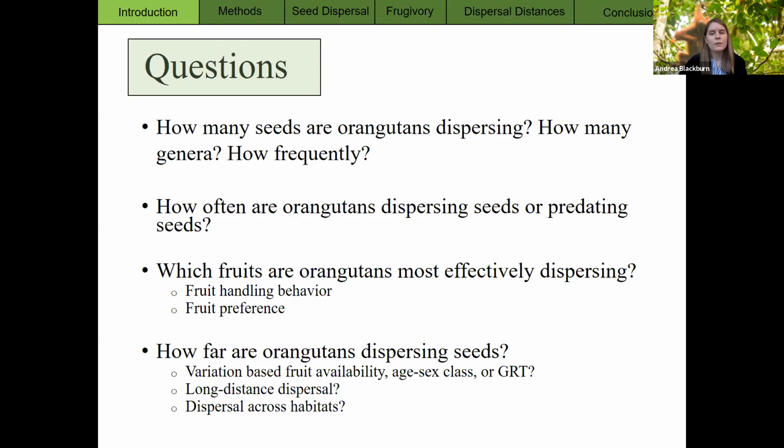Lastly, we asked how far orangutans are dispersing seeds, and is there significant variation in seed dispersal distances based on food availability, age, sex class, or gut retention time. We predicted that longer gut retention times would be associated with longer dispersal distances, that increased fruit availability would be associated with longer seed dispersal distances, and that there would be differences in seed dispersal distances among orangutan age and sex classes. We also investigated if there were long seed dispersal events, or if orangutans were dispersing seeds across habitat types.